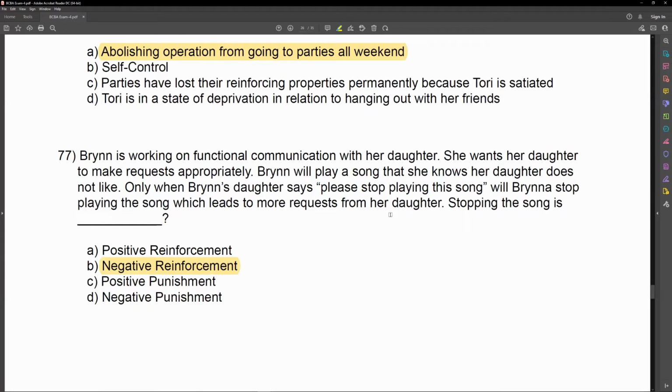Song is on. Bryn's daughter says, "Please stop playing the song." Bryn removes the song. Negative. Responses go up. Reinforcement. Stopping the song is B, negative reinforcement. Okay. You should never miss reinforcement punishment questions. If you study a lot, they become very easy. Even if not, you can break them down very simply by asking yourself, does the behavior increase or decrease? Are we adding or taking away something? The hardest part about these questions is identifying what is the behavior we're looking at, what is the consequence we're looking at, and then seeing how they're related.